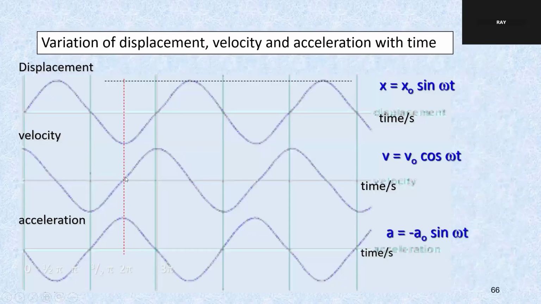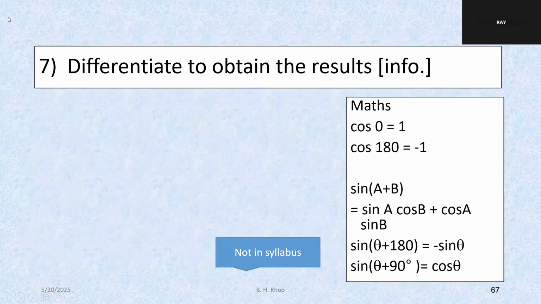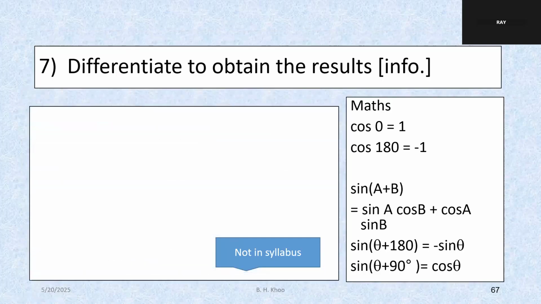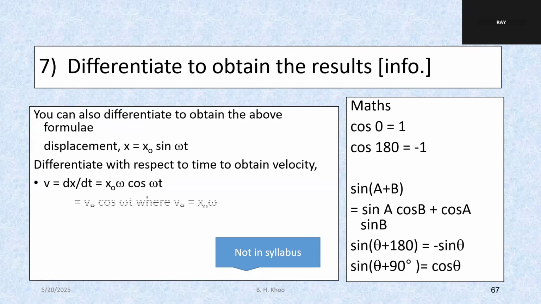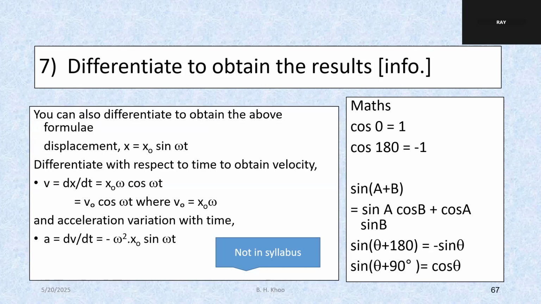Okay, I can show it separately. That's your cos graph. That's your x equals x naught sine omega t. As I said, you can differentiate it to show that v equals minus cos omega t, and then acceleration is just that. But it's not in the syllabus. You're not required to derive all that.